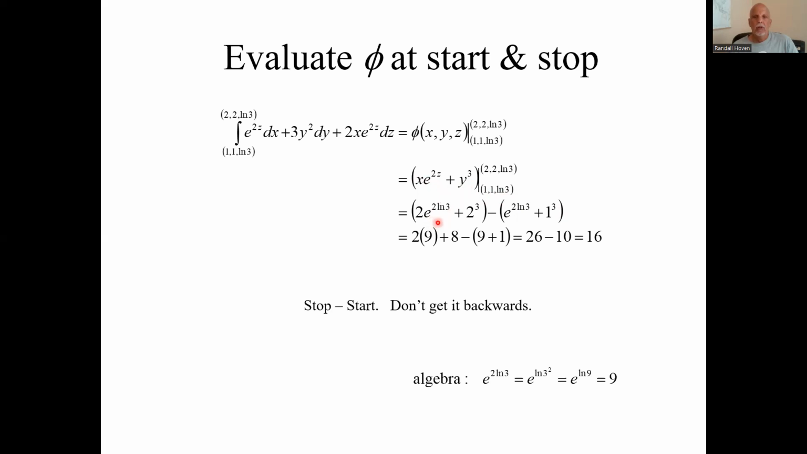For e to the 2 log 3, there's just a little bit of algebra. 2 log 3 is log 3 squared, which is log 9, and e to the log of something is just that something. So that's where you get this thing is a 9. The rest of it is arithmetic and you can answer it.